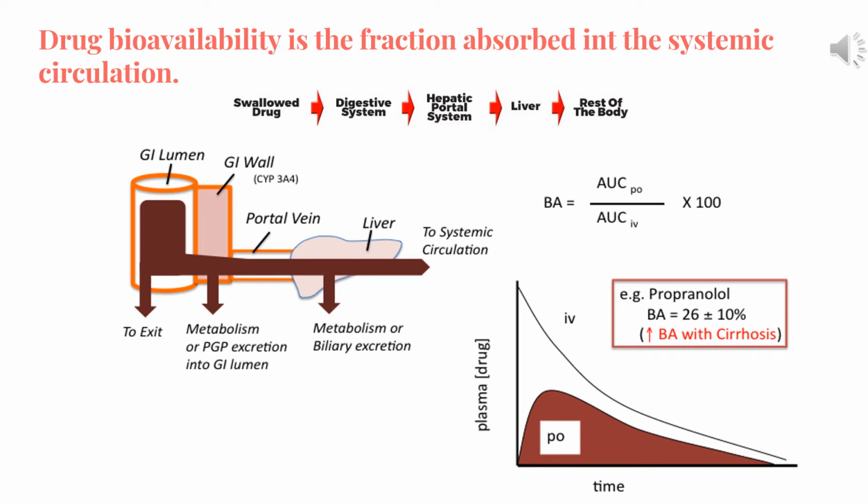The greater the first pass effect, the less the agent generally would be able to reach the systemic circulation when taken orally, and thus we're going to have lower bioavailability and possibility for decreased therapeutic response. There's also, of course, a formula for bioavailability, which you're going to be taking in your future kinetic courses, which relates the PO versus IV and the area under the curve in a mathematical way.